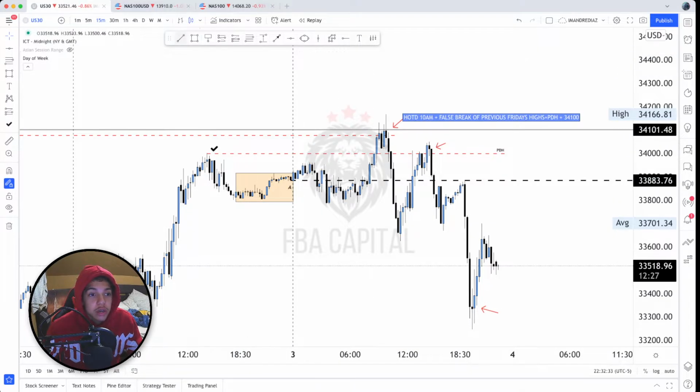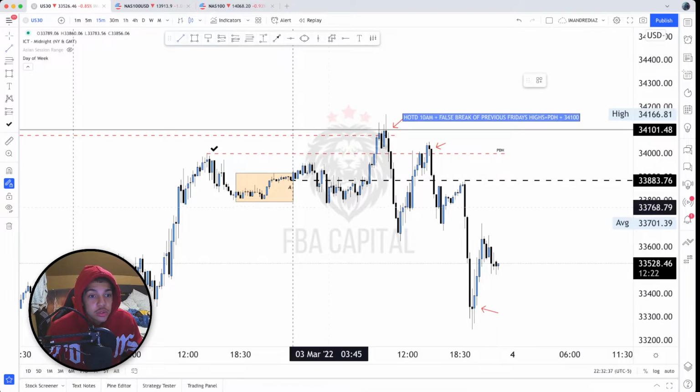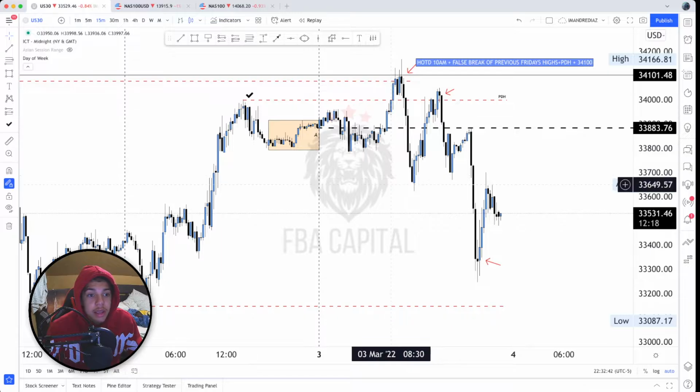And where would you ideally target? You would ideally be targeting Asian session lows along with the London session lows all the way down here. And as you can see, price did make that run for those lows. And then where did it come to? Why did it have this retracement here?